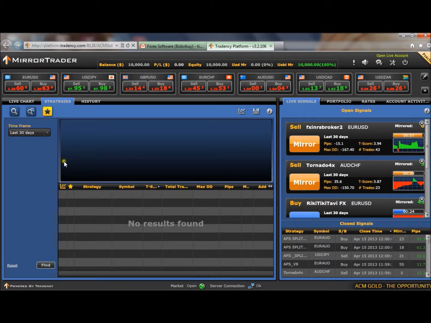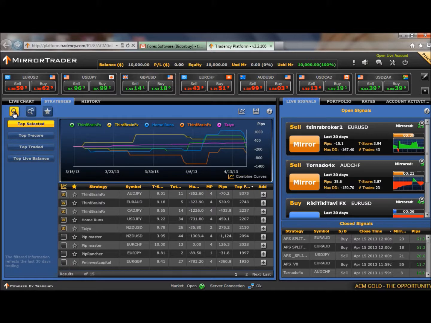Remember this, we're going to come back to how you add traders here. This is where you add traders that you're not 100% sure of, so you don't want to follow them, but you still want to see what they're up to and what they're doing. You add them here so that you can come back and follow them or see what they've been doing. Alright, so let's go back to the first filter and top selected.